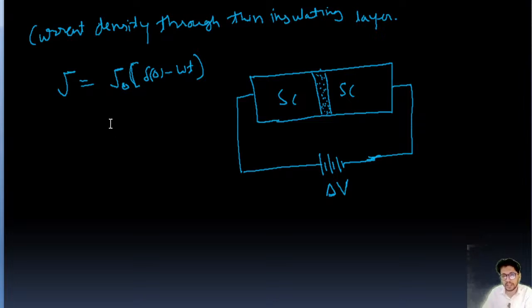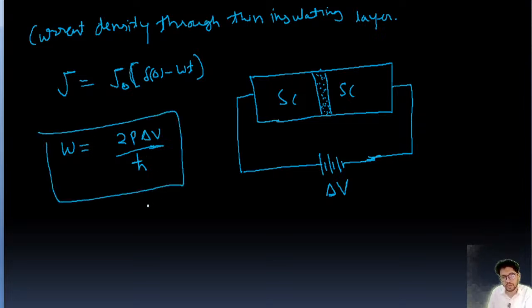And the value of omega, the angular frequency of the supercurrent, is 2 rho delta V upon H cut. You need to note this down and memorize, guys. J equal to J naught, delta 0 minus omega t, and omega is 2 rho delta V, the potential difference, upon H cut. So this is the answer.